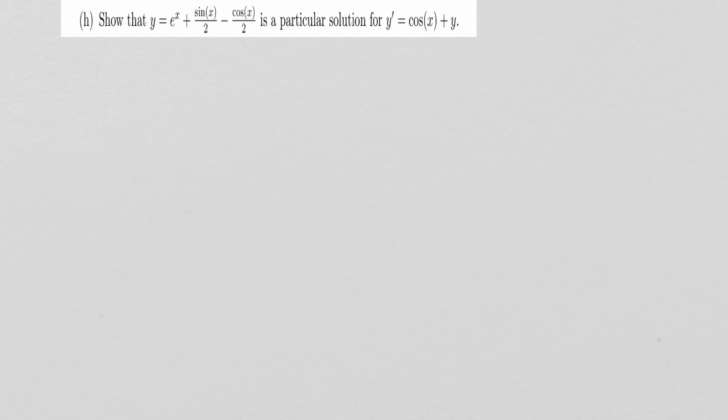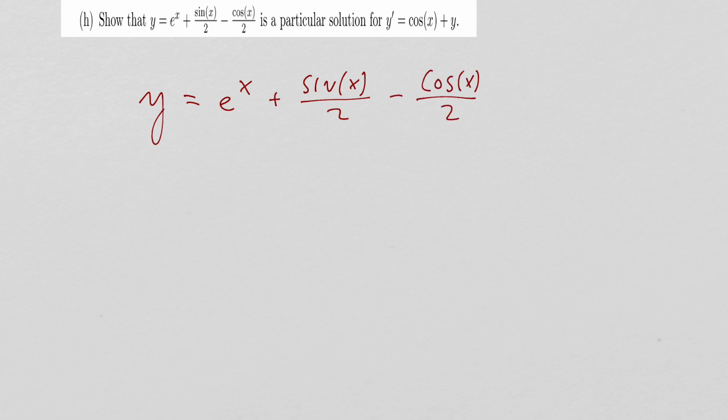In H we had that the function y was e to power x plus sine of x divided by 2 minus cosine of x divided by 2. Let's differentiate. Derivative of e to power x is e to power x. Derivative of sine is cosine. Derivative of minus cosine is sine.